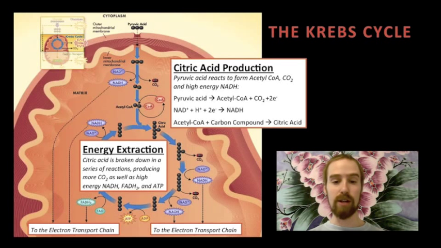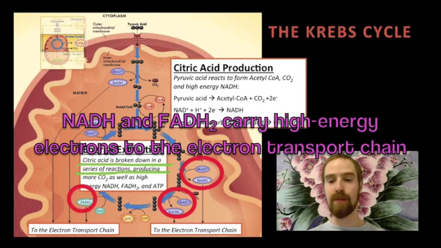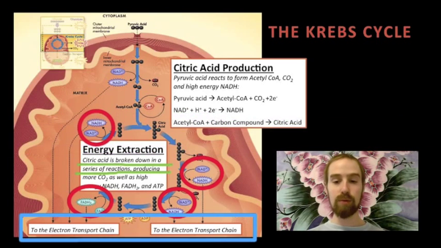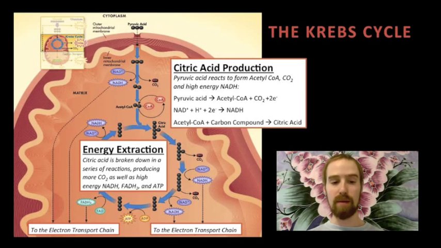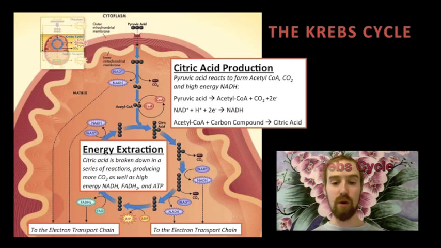Acetyl-CoA enters the Krebs cycle by reacting with a 4-carbon molecule to form citric acid. Citric acid is gradually broken down in a series of reactions, each of which releases energy, mostly in the form of NADH and FADH2, which carry more high-energy electrons to the electron transport chain. This breakdown process also produces a small amount of ATP, which can be used by the cell to do whatever it needs to do. Eventually, citric acid is broken down into the 4-carbon molecule that began this whole process, and this 4-carbon molecule is now available to begin the Krebs cycle over again.